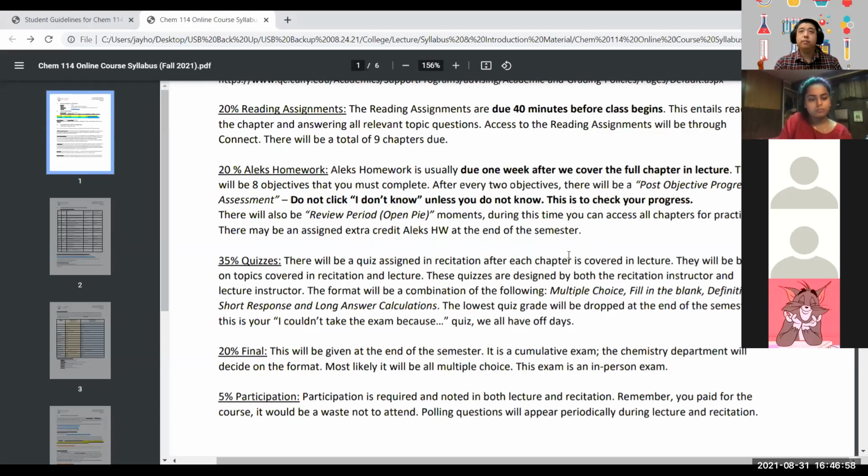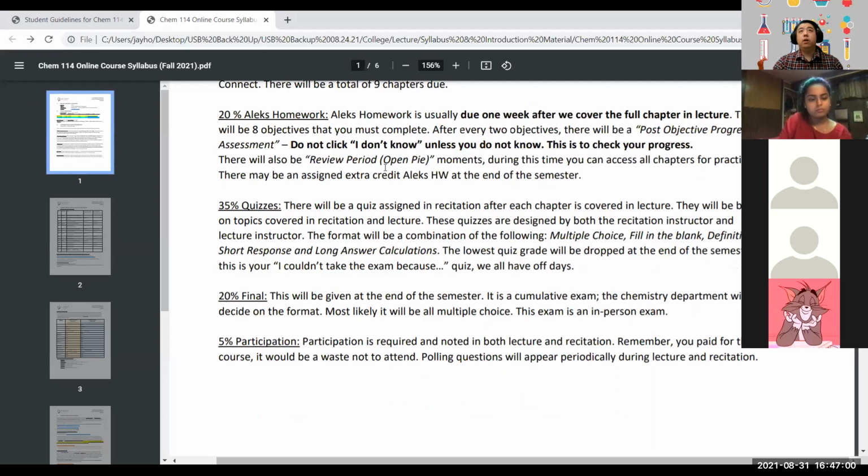Okay? Thank you. Okay. Moving onwards, there will be occasional open periods, which means you can work on other chapters. You can work on these, but you won't get credit for them on stuff that's already been due. So I grade based on objectives. So every objective that you complete by the deadline, that's the grade you get.